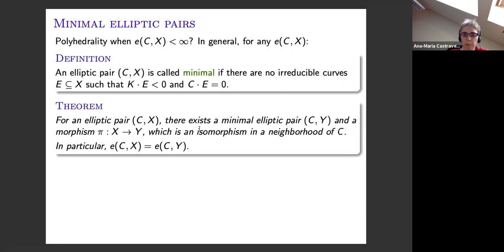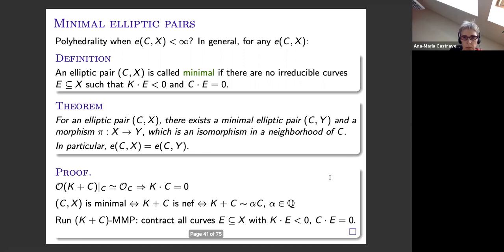And so every elliptic pair has a model which is minimal. So there is a morphism, which is an isomorphism in the neighborhood of C, from X to Y, such that C_Y, now considered on Y, is an elliptic pair and is minimal. The order doesn't change because it's an isomorphism in the neighborhood of C. And so to see why this is true, there are just a few observations that will be useful.